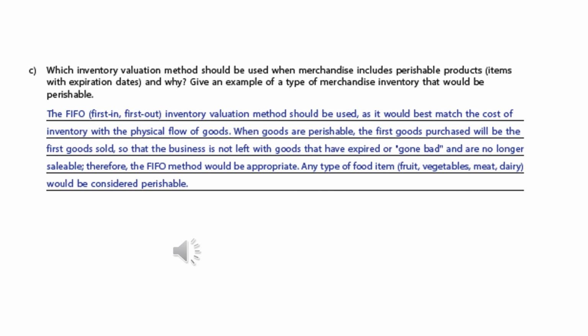So in this documented response, especially when goods are perishable, first goods purchased should be the first goods sold. We don't want them to go bad and not be sellable. Otherwise known as FIFO would be appropriate. So this works for fruit, vegetables, bread products, meat, dairy, etc.